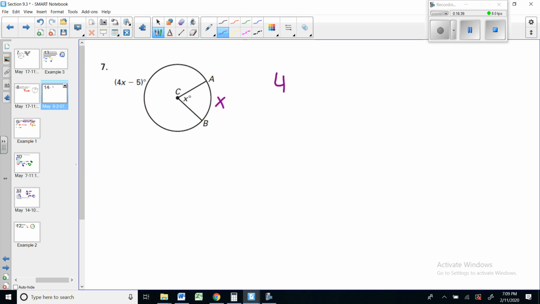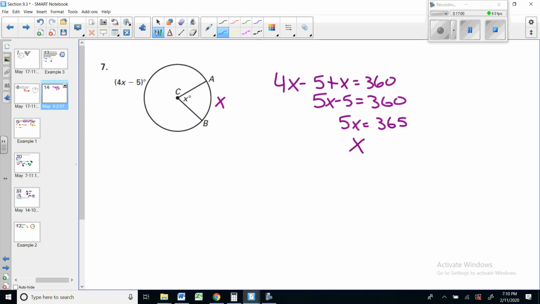So I'm going to take that 4x minus 5, I'm going to add x to it, and that's going to give me 360 degrees. So that's going to be 5x minus 5 equaling 360. We'll add our 5 to the other side, so 5x is 365. And then we're going to divide both sides by 5. And when we do that, x is 73. If it seems like there's not enough information in a problem, the one thing that you do need to make sure that you remember is that the angle measures in an arc do add up to 360.